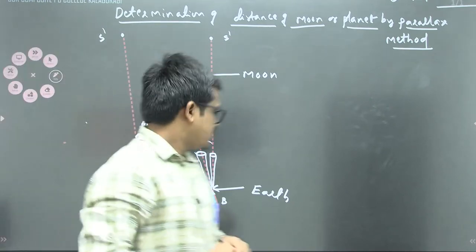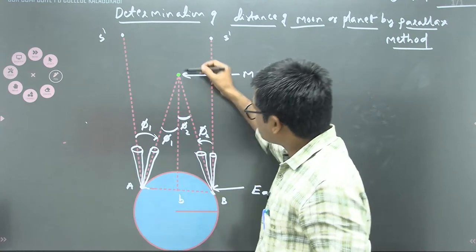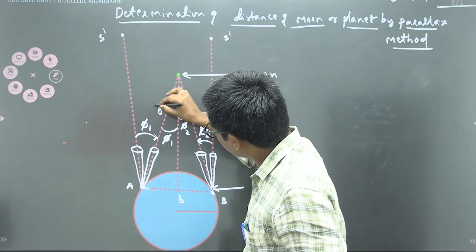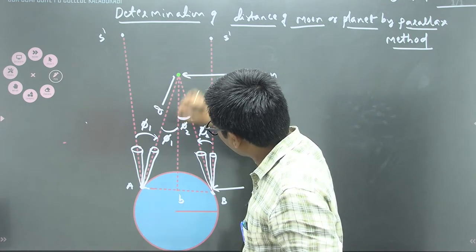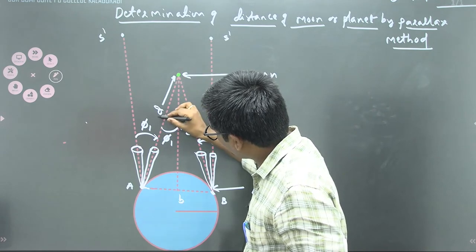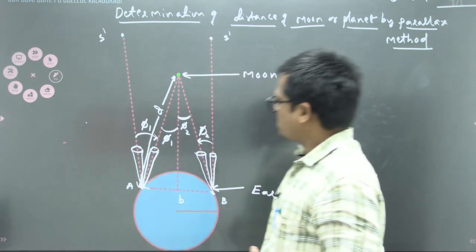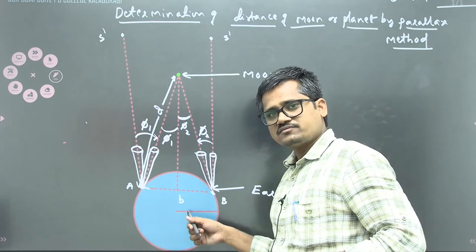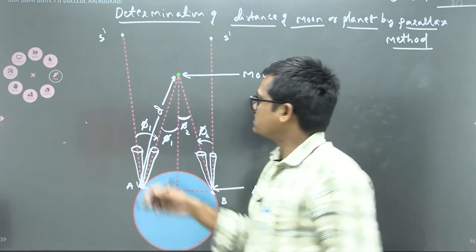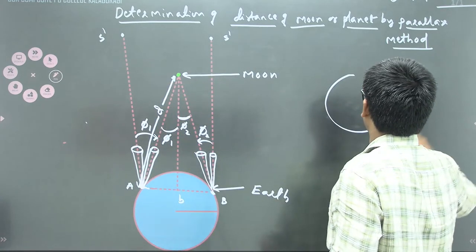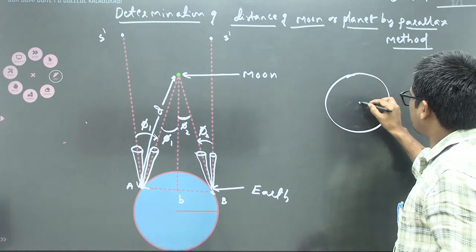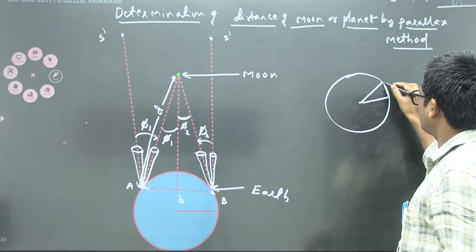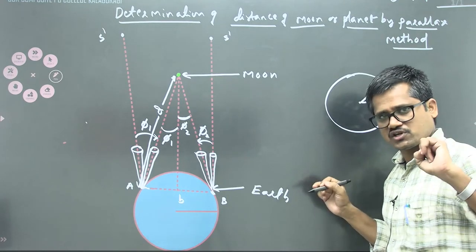Now, see here, the distance of the moon to the earth, let that distance be d. Now here b will act like an arc. You can say one circle, a very small part of this circle will be straight, no?